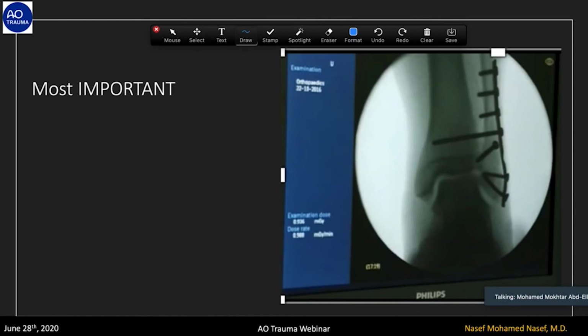I don't know if all the other panelists agree. Just a small question, Dr. Mukhtar: how would you know that the talus is not being reduced? Would you do that clinically with your hands? Intraoperatively, with image intensifier. So you use your own manual force and try to reduce the talus. Yes. Okay. Any other ideas?